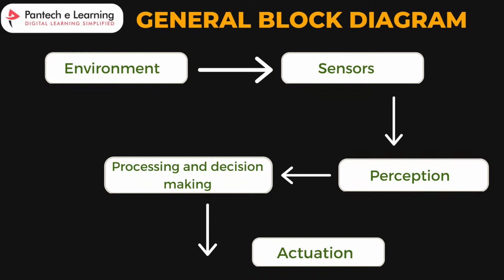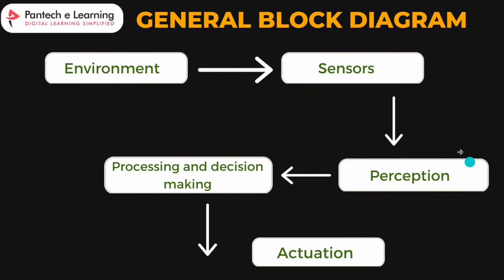So first one is the environment. This is where the autonomous vehicle operates, either in the external environment like the road and surroundings, or the internal environment, that means inside the vehicle. Next one is the sensors. These are like the eyes and ears of the autonomous vehicle. They collect data about what's happening around the vehicle. These sensors can include cameras, radar, lidar and other technology.